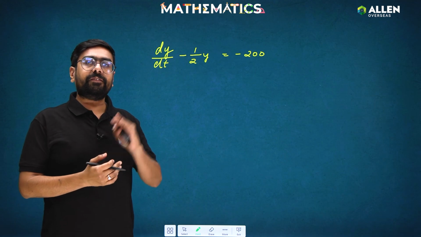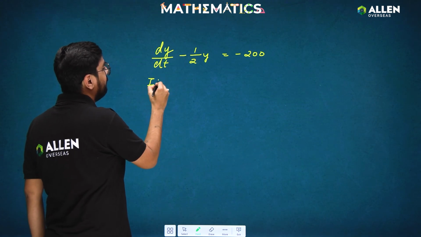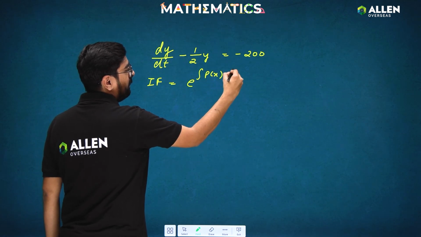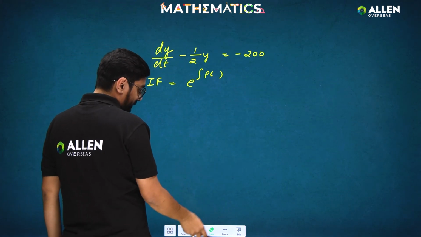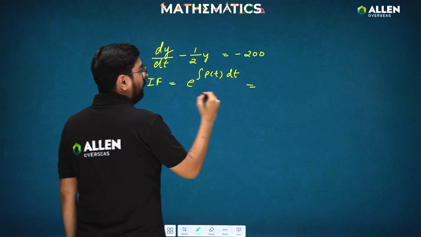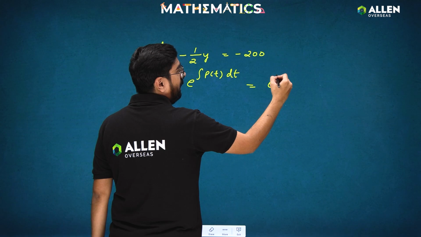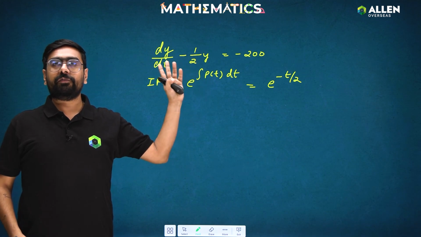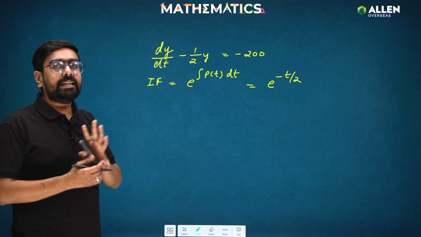Now after getting the differential equation, what I have to do is write the general solution. For that I have to find the integrating factor, and integrating factor is e to the power integral of p(x) dx. But here we have t instead of x, so we'll write p(t) dt. Correct? And p(t) is minus half, so integral of minus half with respect to dt will become e to the power minus t by 2, which will be our integrating factor.